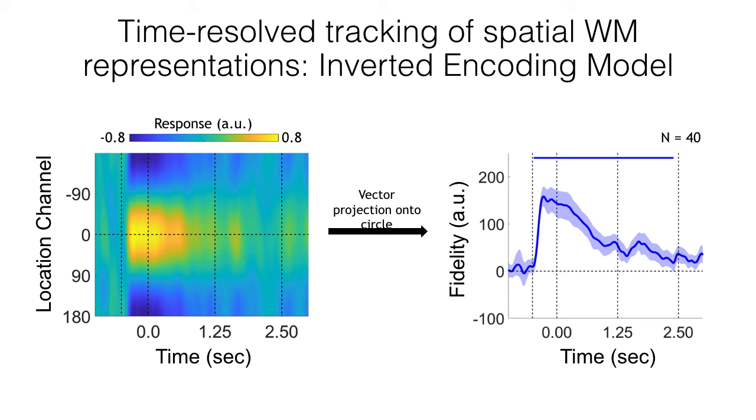So here we can see that our analysis is reliably tracking the remembered locations, because as we can see, there's a strong location-specific signal following the onset of the stimulus that persists throughout the trial and progressively weakens over time.